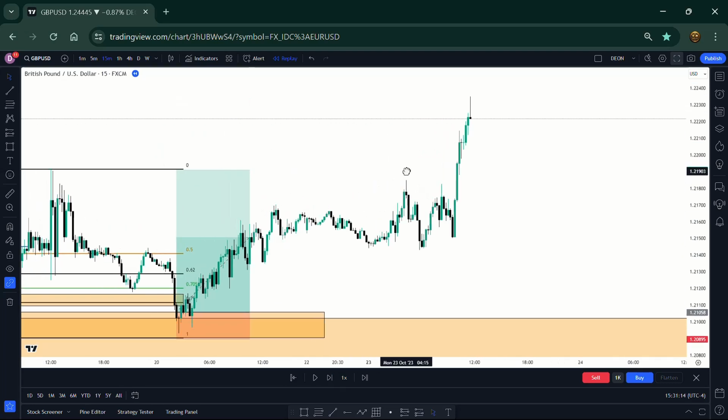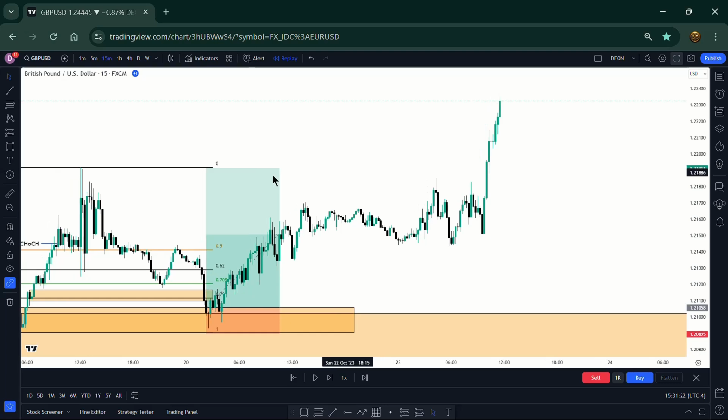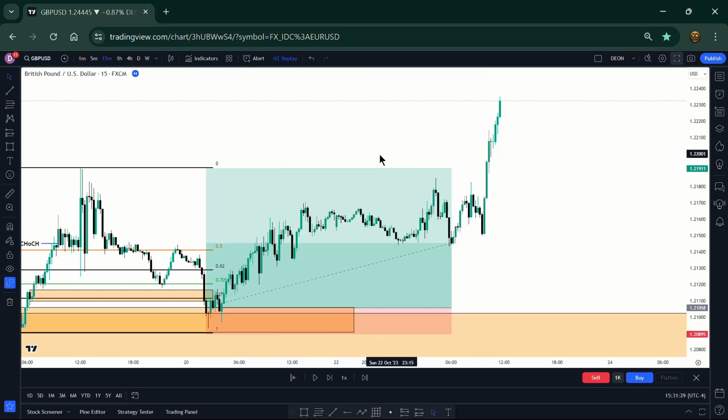So this one, it hit your first take profit. When your first take profit is hit, you can go to the higher time frame. Here you take some of the profits off.